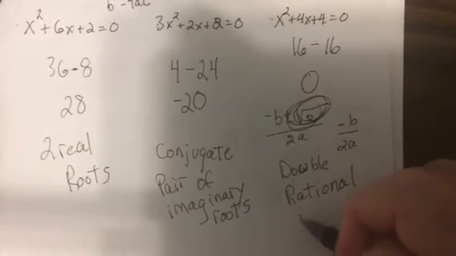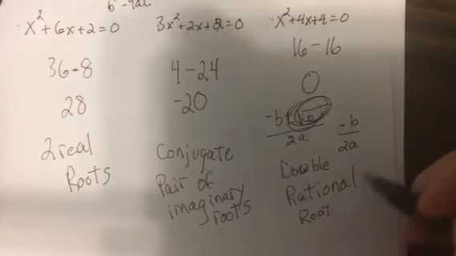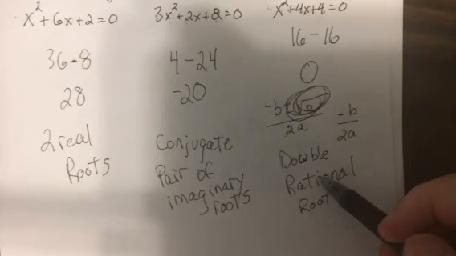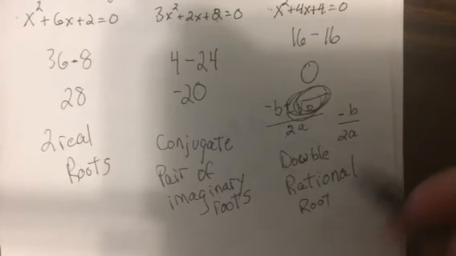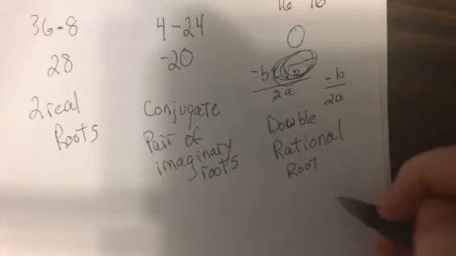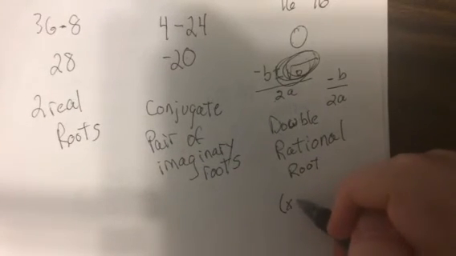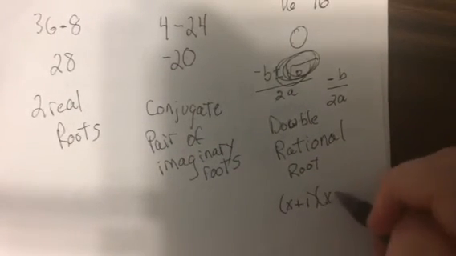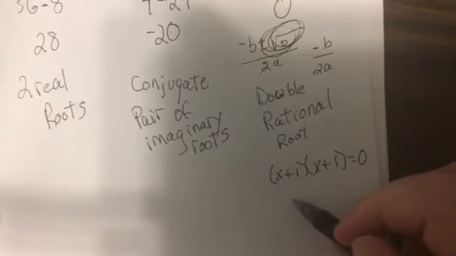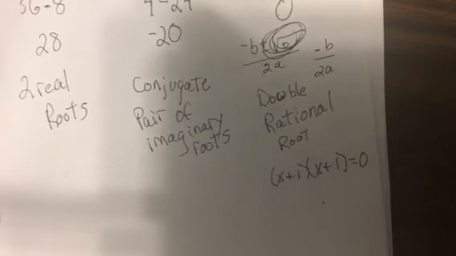Those are the three categories. So if it's just a fraction, that's why it's rational. And double means the same thing occurs twice, because it's just negative b over 2a. So that would be like if I had x plus 1 times x plus 1 equals 0. So then x equals negative 1 or x equals negative 1. Oh, it's a double root.